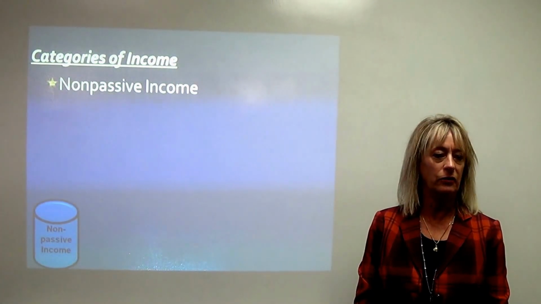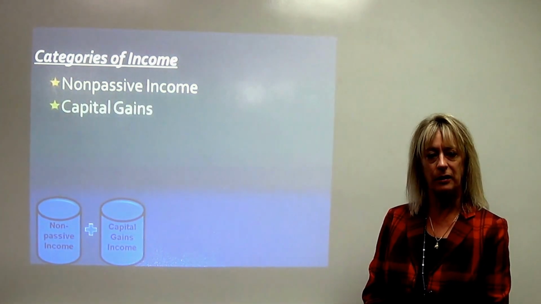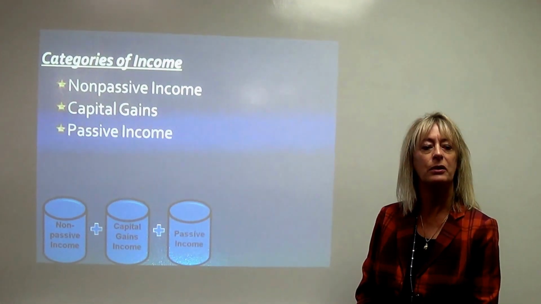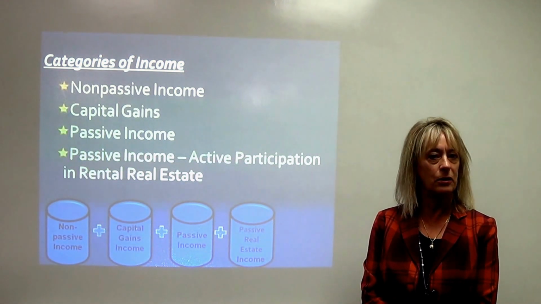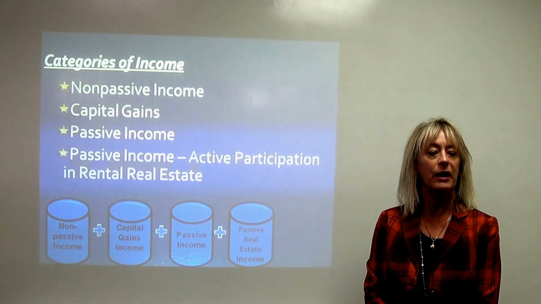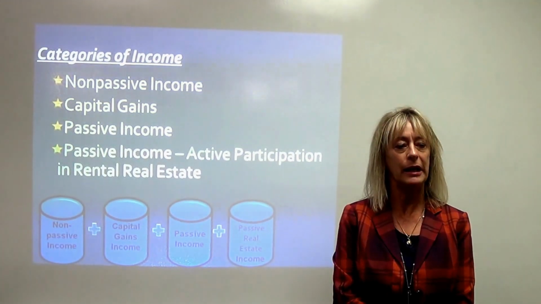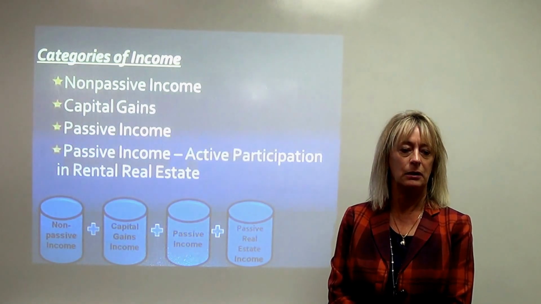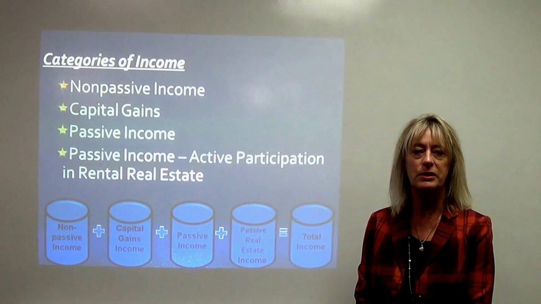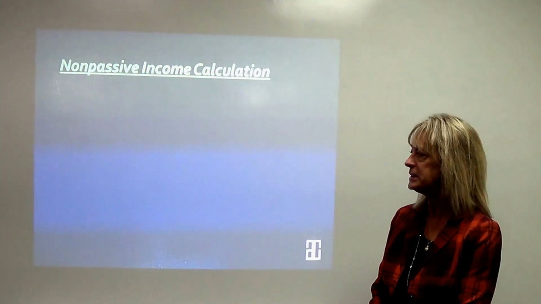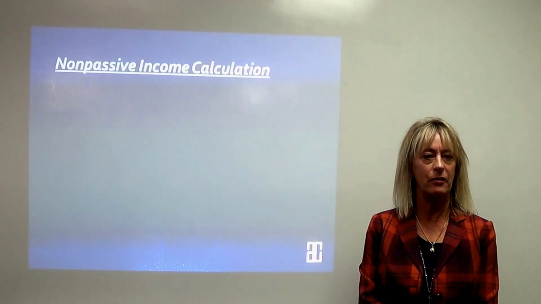One category is non-passive income. We've also got capital gains. Another category is passive income. And a fourth category is passive income with active participation in rental real estate. That is a completely separate category, different rules. When you add all of those up, you have total income that gets reported on your tax return. So, let's start with the non-passive income and the calculation for that, how that works.